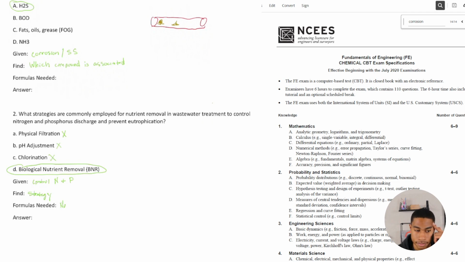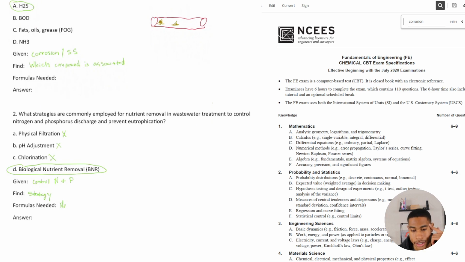Okay, so biological nutrient removal is a wastewater treatment strategy that uses microorganisms to remove nitrogen and phosphorus. Pretty cool. It involves two main biological processes: nitrification, the conversion of ammonia to nitrate. That's cool because we were just talking about ammonia, and it's pretty dangerous stuff. So get rid of that. And then denitrification, the conversion of nitrate to nitrogen gas.